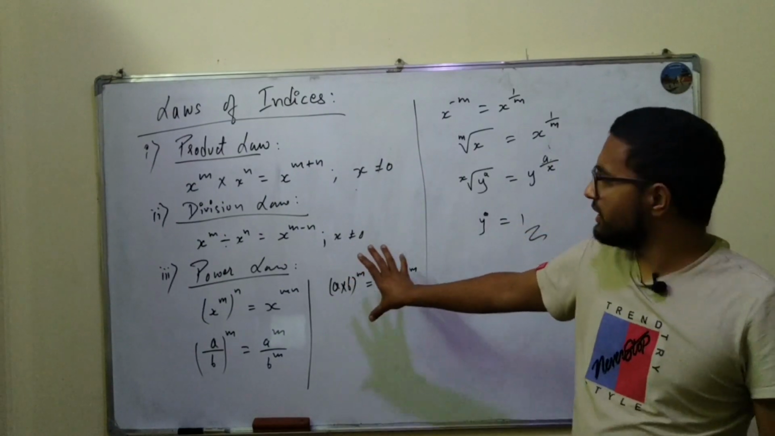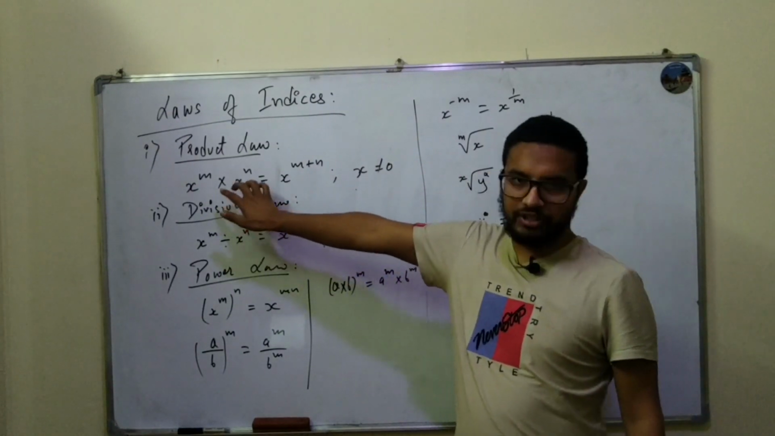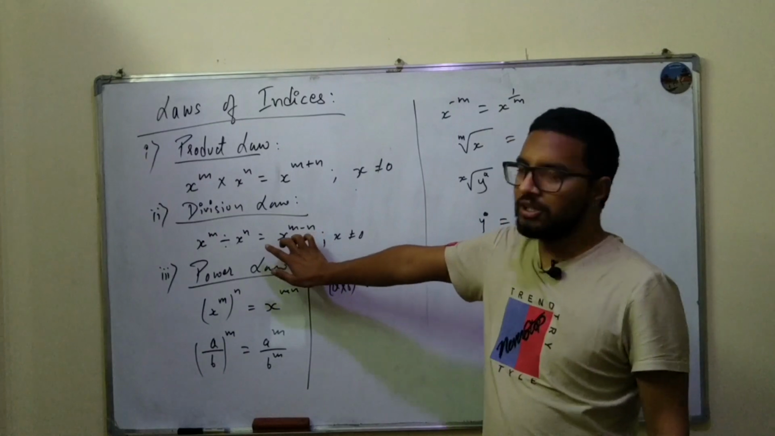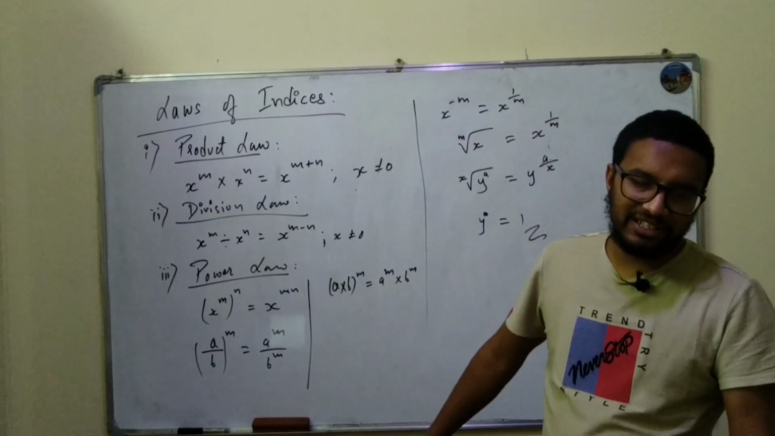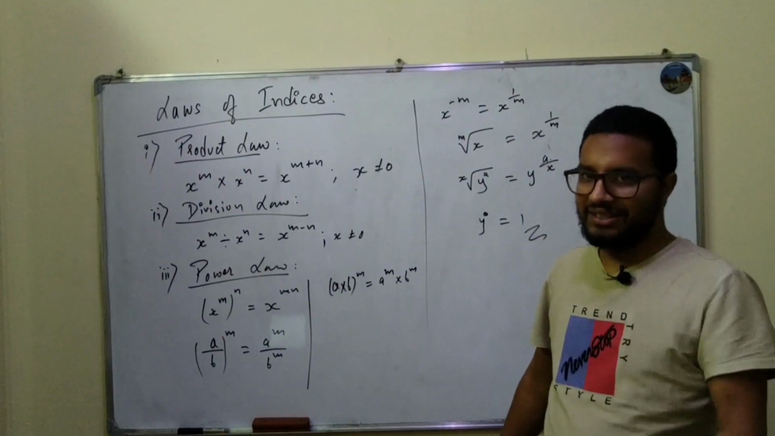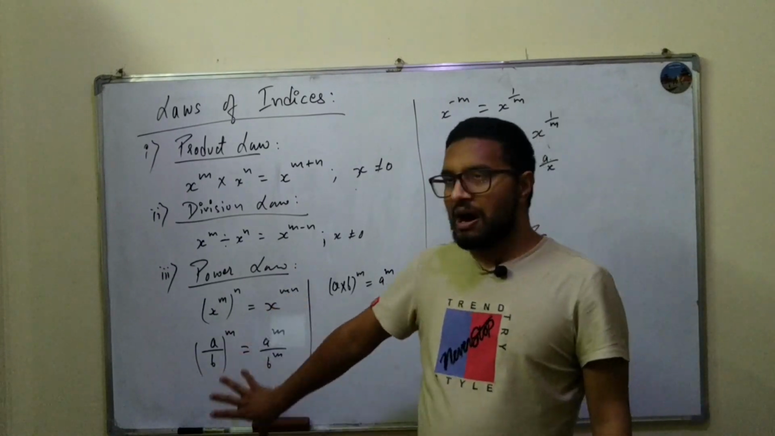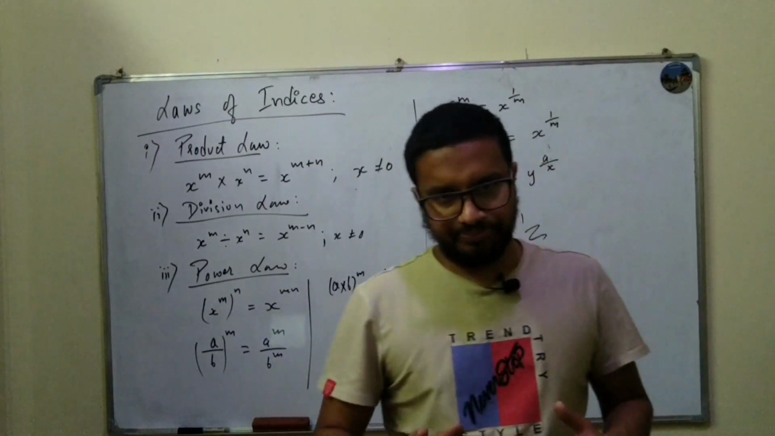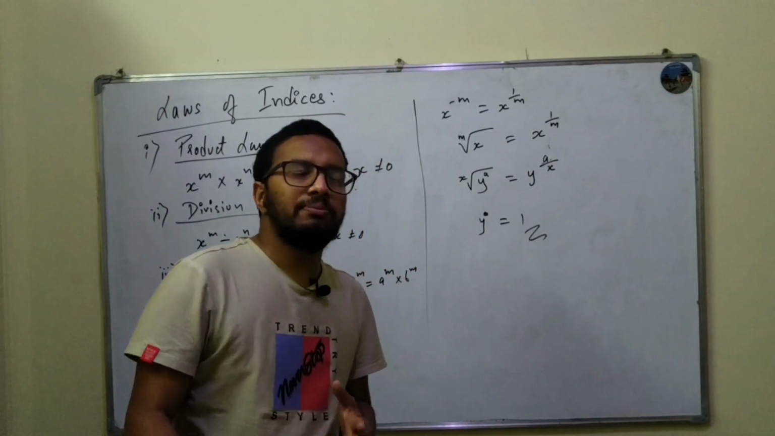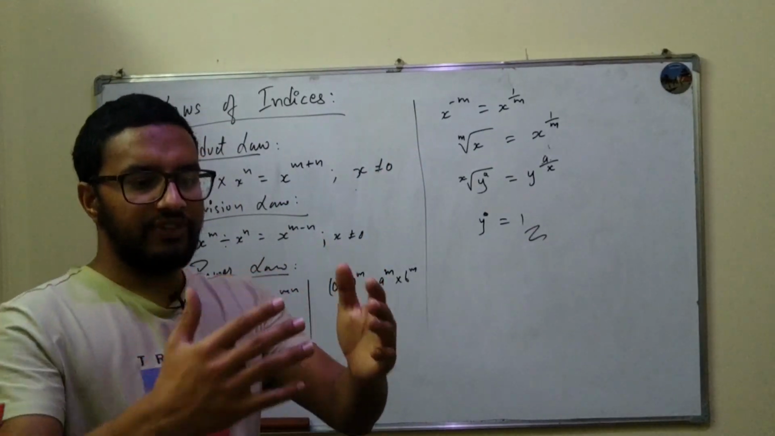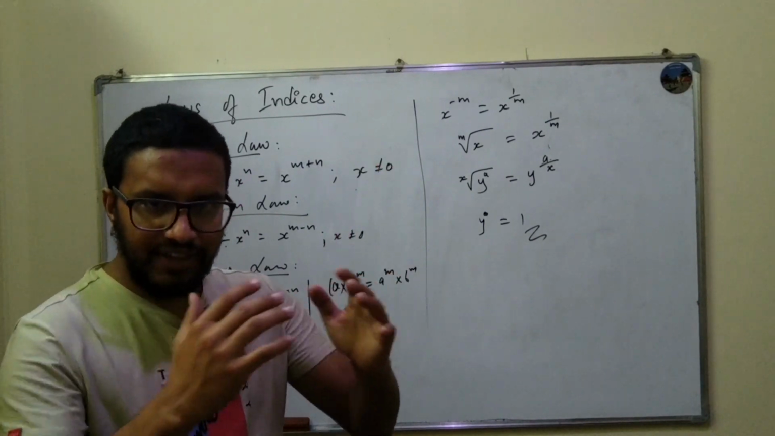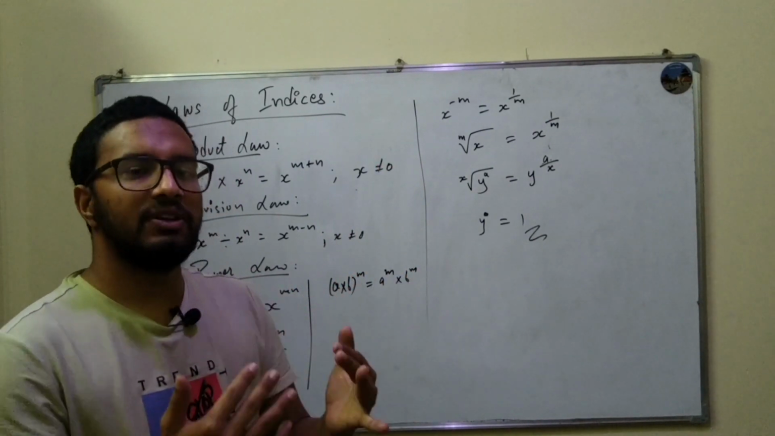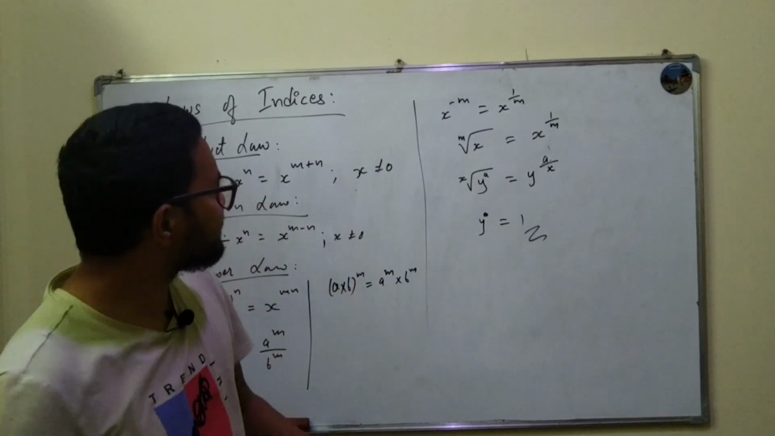Seems pretty easy, right? In the case of multiplication, you add the powers. When is it subtracted? When there is a division. In the case of the power law, the powers get multiplied, and if there is a fraction within a power, then the power belongs to both of them. Always remember that.